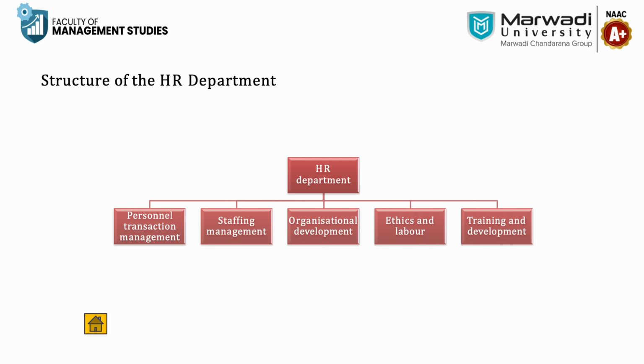Then there is another sub department, ethics and labor. There is training and development. So what we are seeing over here, these are the subdivisions under the HR department. So there will be somebody working only for the compensation part, salary and compensation. There will be somebody only working for the ethics part. There will be somebody only working towards the training and development function. There will be somebody who's only working towards employee engagement. There will be somebody who's only working towards staffing management. So likewise, there will be subdivisions.